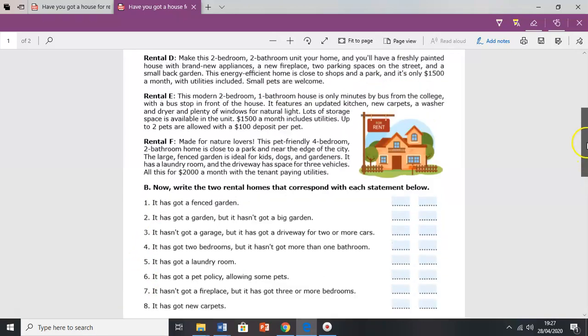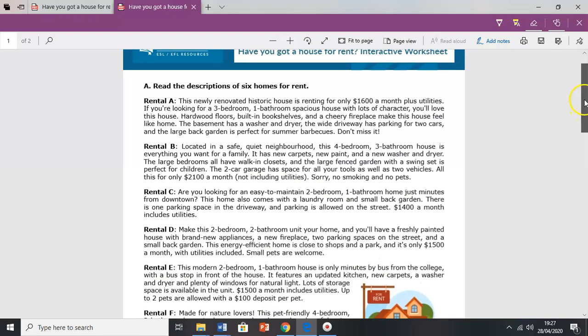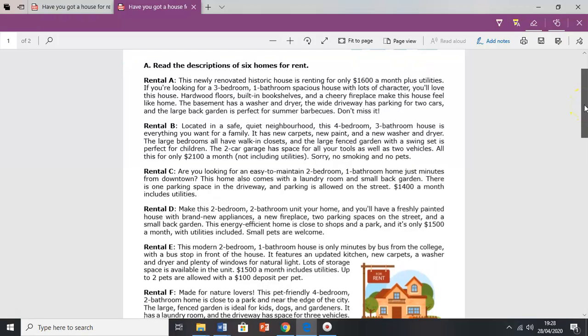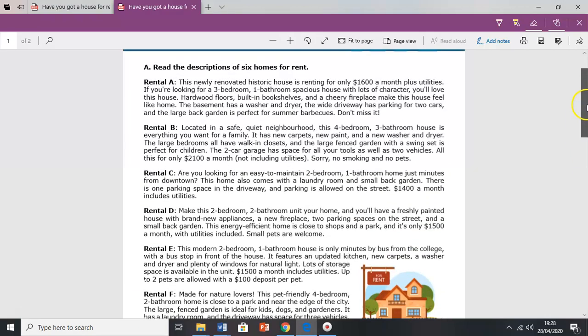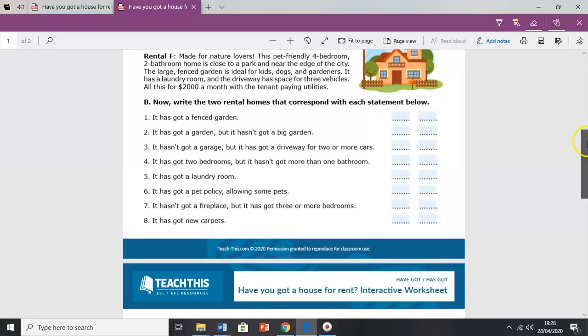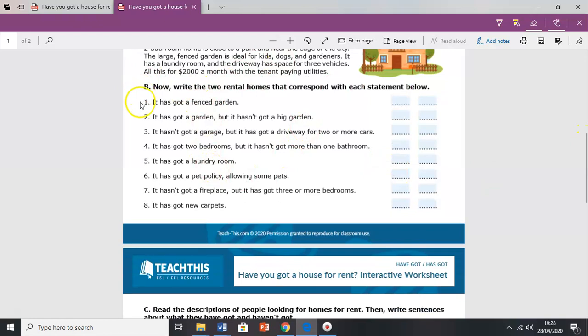So, how do you do that? If you were given this text and I said, okay, I want you to do this, and you have 5 minutes to do it, where would you begin? Would you start up here? Okay, rental A, this newly renovated, oops, I don't know what renovated means. Okay, historic houses renting for only 1,600, okay. Would you do this, or would you go directly to the task at the bottom? Now, I hope you said you'd go directly to B, because that's really what you should do. You should come down here and have a look at the information that you need to find.